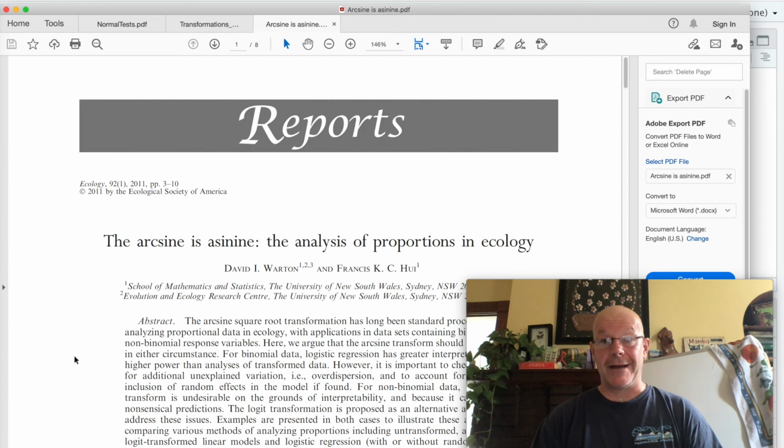So if anyone right now is working on data that's proportional data, and you're like, I can't wait till the end of the semester, send me an email and we can have a quick chat about that. But I didn't want to jump too far ahead. But yeah, arcsine is asinine. It's a pretty interesting little paper here from 2011, and they really kind of let people know what they thought about the arcsine transformation.